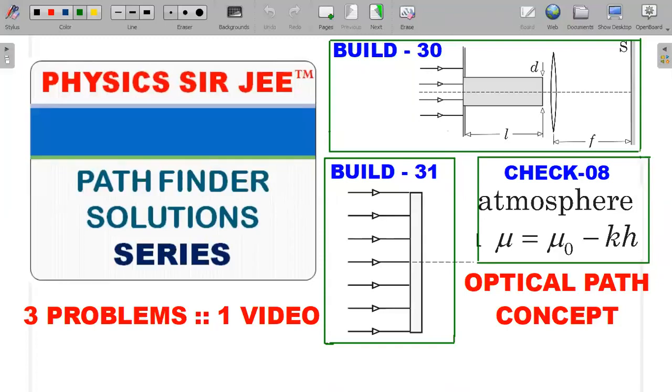You could see we are going to do build up your understanding 30 and build up your understanding 31 and check your understanding 8th question. Okay, so let's move forward.